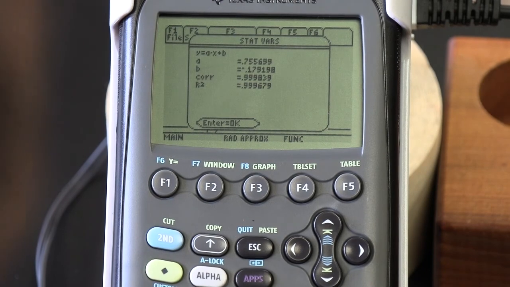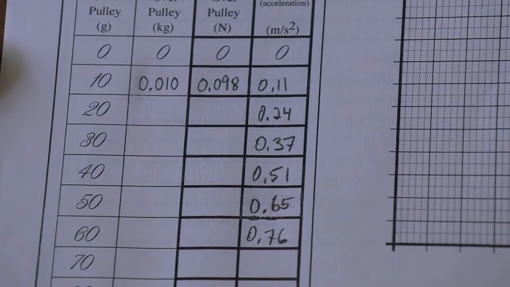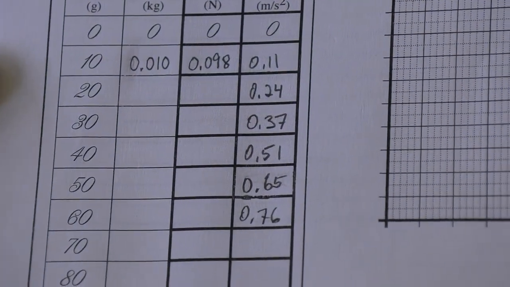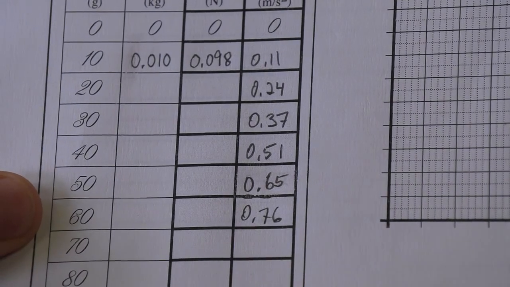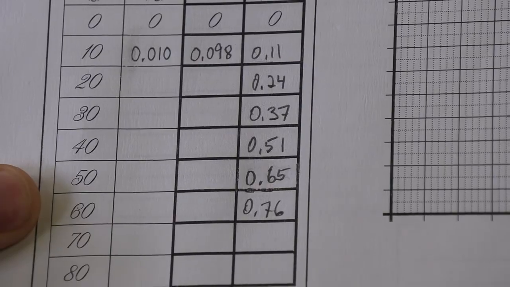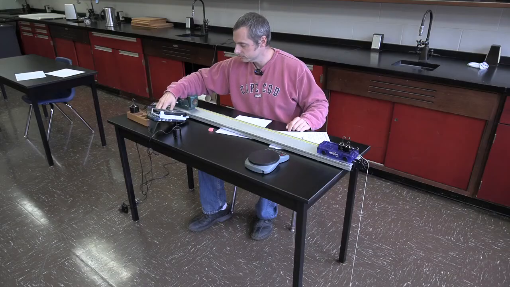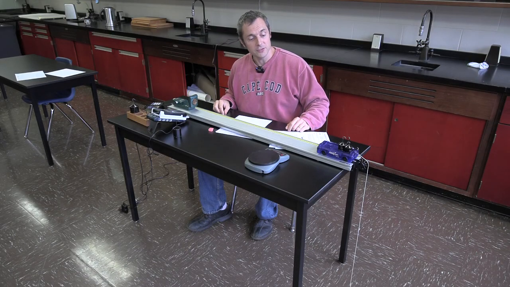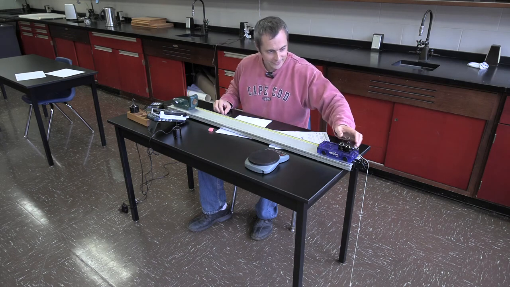And I see about 0.756. So we can call it about 0.76. Okay, so I write that down in my data table. Again, you're getting your value for 60 grams out of the Google Classroom sheet that I'm going to post with this assignment. That was 60 grams, onto 70.